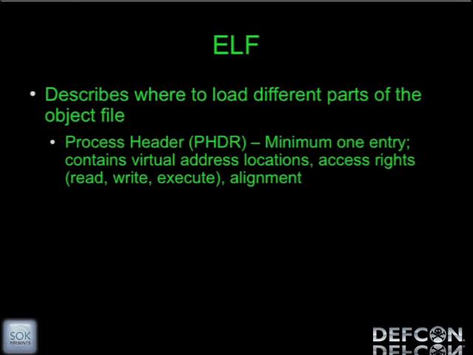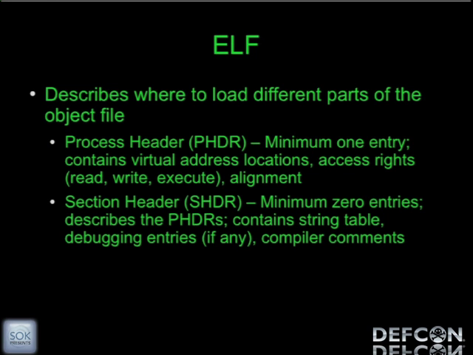The other headers include the program header, which, in order for your object file to work, you need one entry minimum. It contains the virtual address location, so where in memory it's going to be stored. It contains access rights: read, write, and execute. And alignment, meaning where inside that virtual address location is it going to be stored: in the beginning, in the middle, in the end.